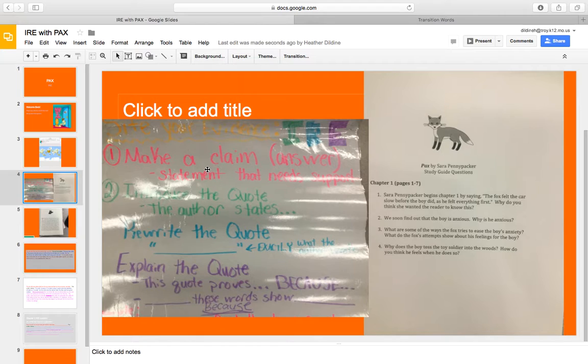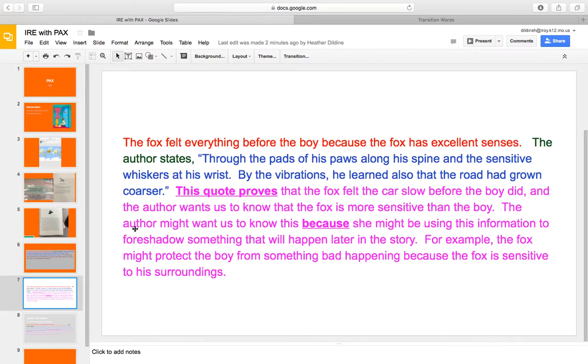So, first of all, we need to make our claim, and I would really encourage you, and actually I want you to do this, have 4 colors when you are writing out your constructed response using an IRE statement. So our first response is our first answer, which now that we are in 6th grade we are going to call a claim. It's a statement that needs support. We're going to restate our answer here. The fox felt everything before the boy because the fox has excellent senses. Okay, so this is our claim that we're standing on.